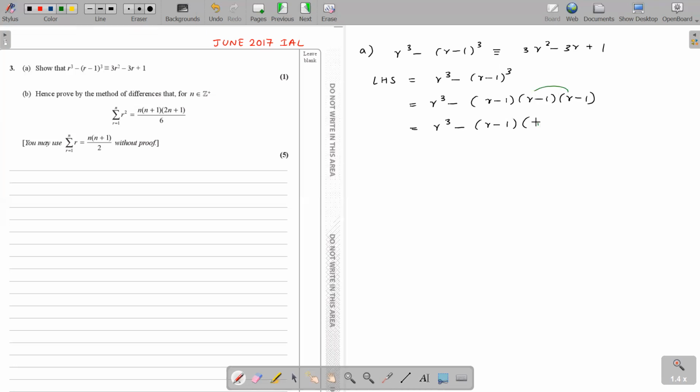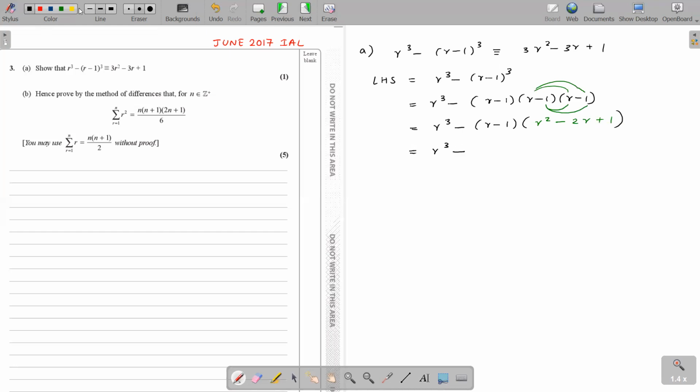So r into r is r square, r into minus 1 is minus r, minus 1 into r is minus r, so minus 2r, right? Minus 1r minus 1r is minus 2r, minus 1 into minus 1 is plus 1. So then what do we get here?